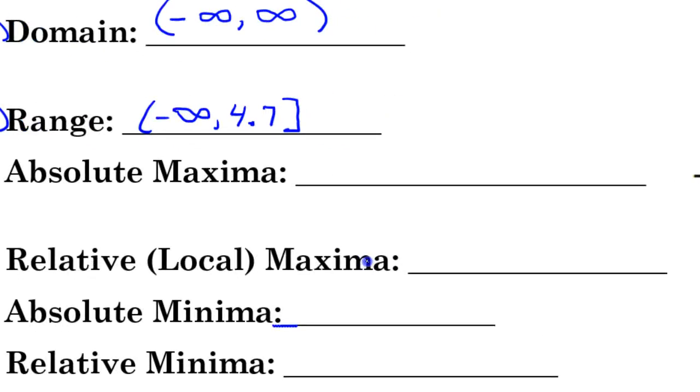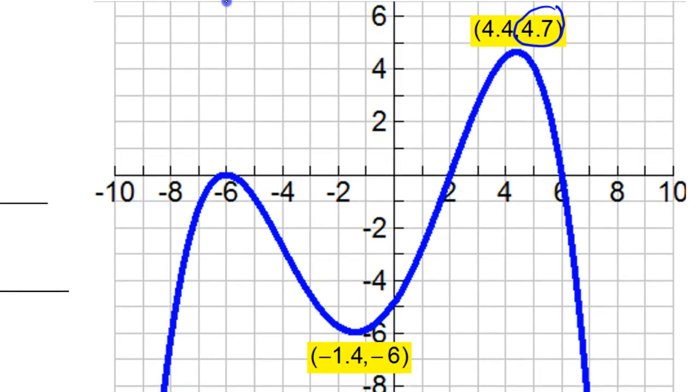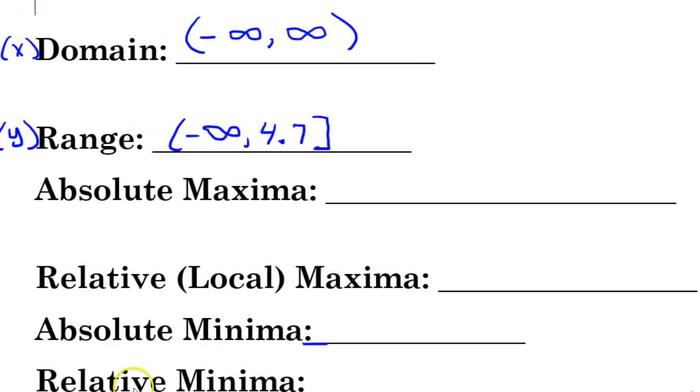Okay, now absolute maximum would mean the highest point on this graph. Does this graph have a highest point? Yeah, it's right here. This is the highest point on the entire graph, 4.7. Okay, now you could just put the y value if you wanted to.